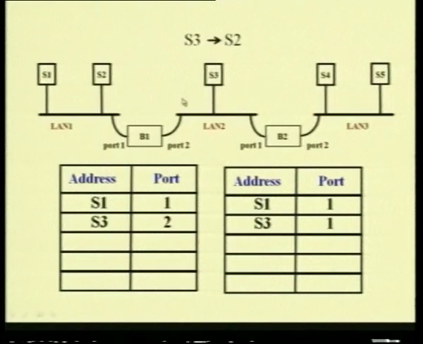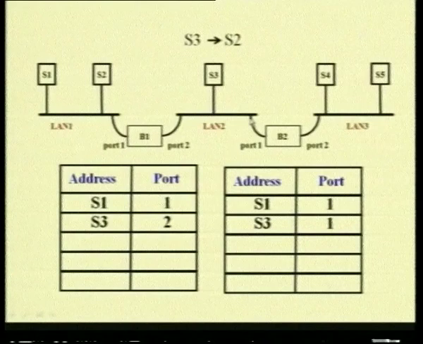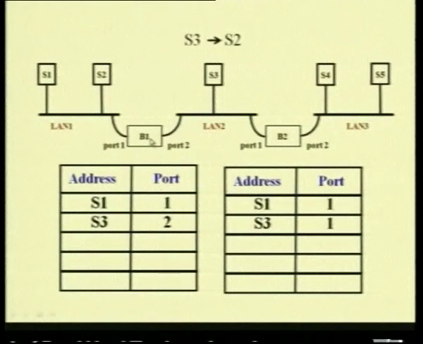Now let us say I have a second transmission taking place, S3 transmits to S2. So now S3's transmission will go on LAN 2 and it will be heard by both B1 and B2. Now look at what will happen here. B2 will hear this on port 1, whereas B1 will listen to this on port 2. So B1 makes the note that S3 address comes from port 2, whereas B2 makes note that S3 comes from port 1. So this is the second entry that we have got.